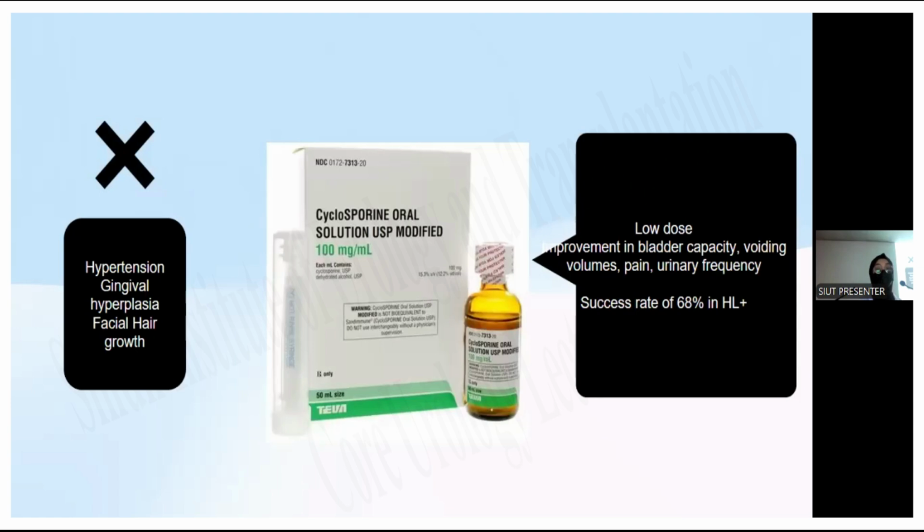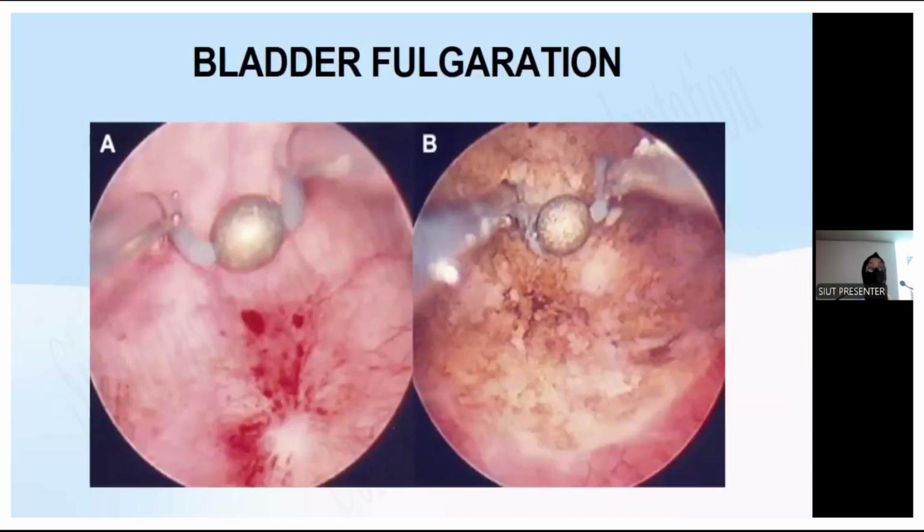The use of oral cyclosporine is also recommended. The low dose is known to improve bladder capacity, voided volumes, relieve pain, and resolve urinary frequency. However, we should note that it should be avoided in patients who have hypertension. It can also contribute to gingival hyperplasia and facial hair growth.